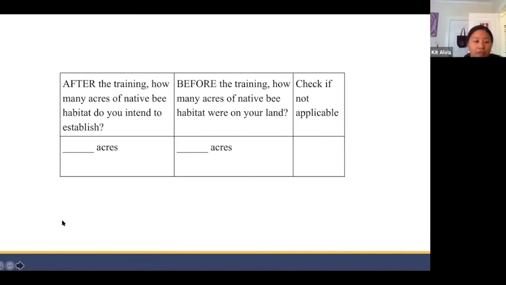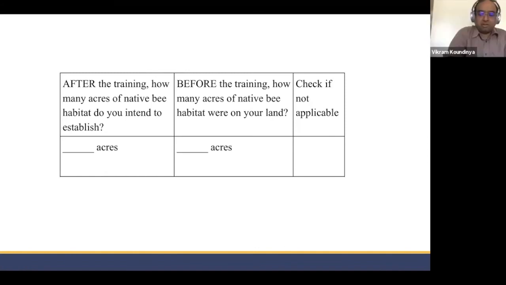So this is an example of a more open-ended pre and post question. You often see them with response scales, like strongly agree, disagree, but I wanted to give an example of how you could also ask this question in a more open-ended format. The question is, after the training, how many acres of native bee habitat do you intend to establish? And before the training, how many acres of native bee habitat were on your land? The idea is that you can subtract the two and report back to your funders or grantors or whoever how many acres may be affected by the participants learning from your training.